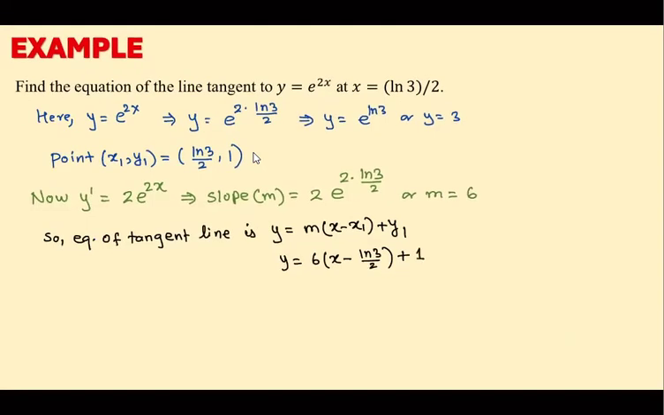So we can distribute and simplify that. y equals 6 times x, that is 6x, minus, when you multiply here, 6 natural log 3 divided by 2, that is 3 natural log 3, and at the end we have plus 3. So that is the equation of the line tangent to the given function at x equals natural log 3 divided by 2. That is the first example for this video. Let's move on to the second example.